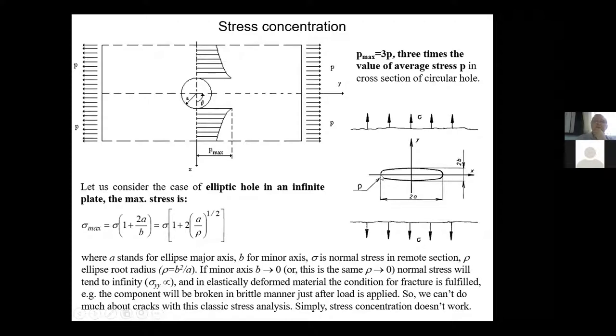And two important, or three important parameters, but two independent, are, let's call this length, and let's call this width. Length is 2a, this is the larger axis of ellipse, and the smaller one is 2b. Also, radius of curvature in that case would be square root of b over a. So in that case, good old analytical solution would provide sigma max to be equal to remote sigma times 1 plus 2a over b. So 1 plus 2a over b is actually the stress concentration factor.